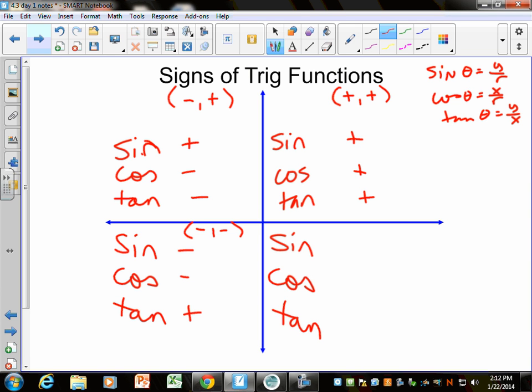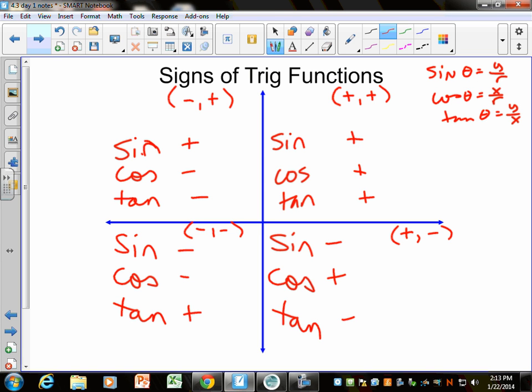And then quadrant 4, you've got to think about it sometimes, but I'm back over here on the positive side of the x-axis and the negative side of the y-axis. Yes? So sine is y, and y is negative, so in quadrant 4, sine is negative. Cosine is x, so cosine is positive. And tangent is negative.